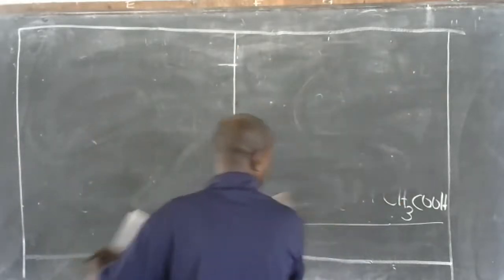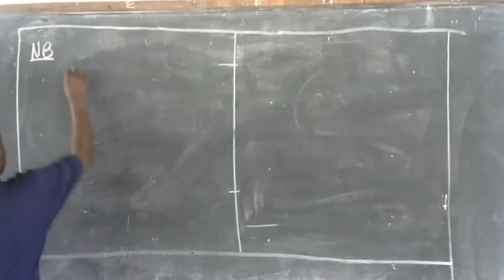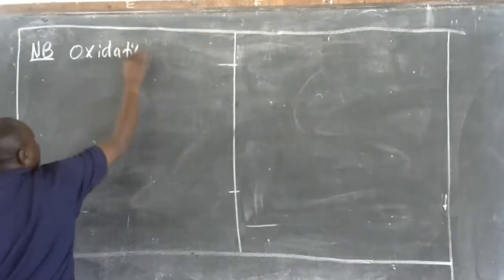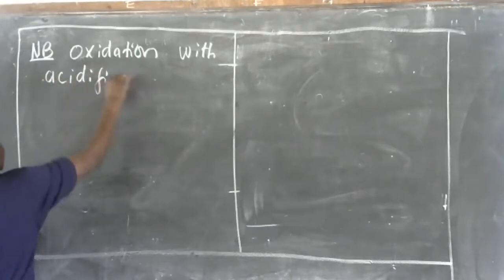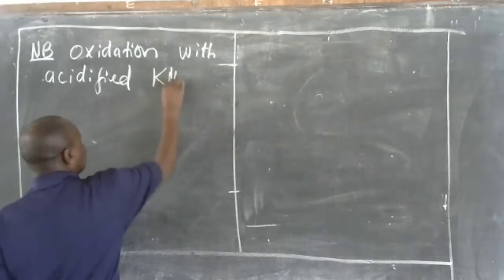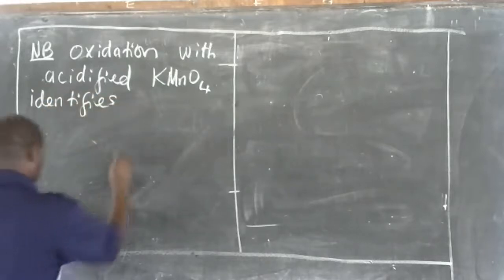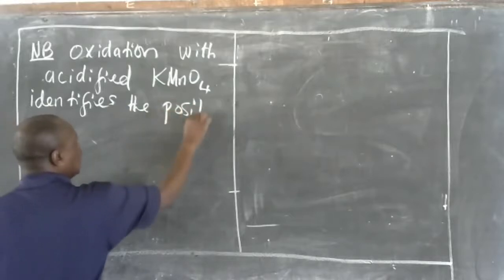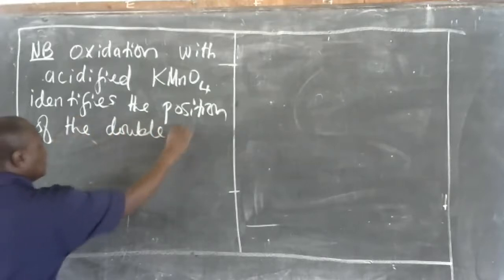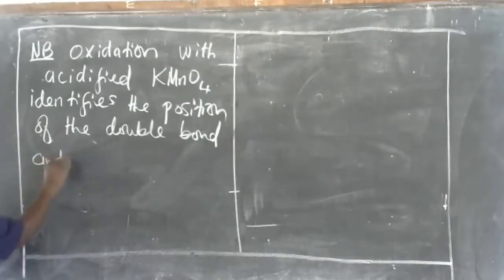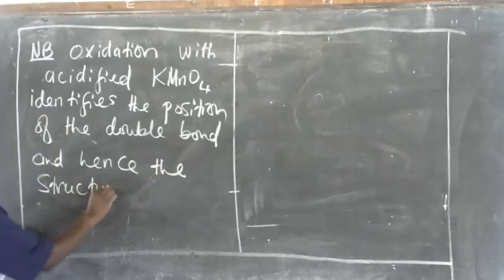Now we can ask a question. NB: oxidation with acidified potassium permanganate identifies the position of the double bond, and hence the structure of the alkene.